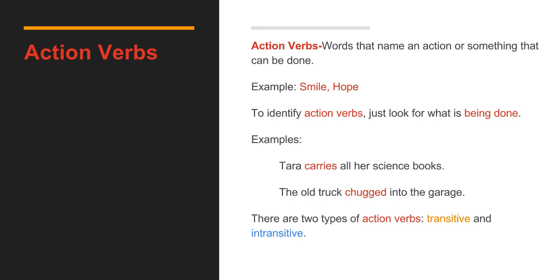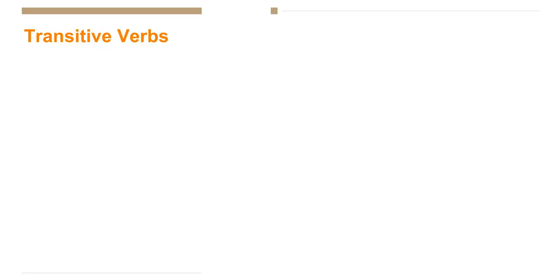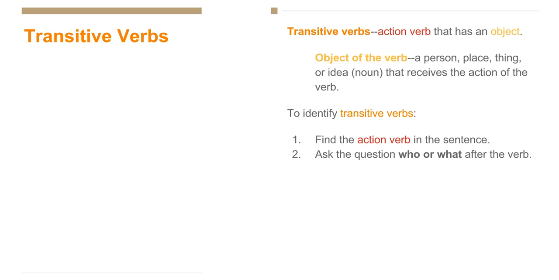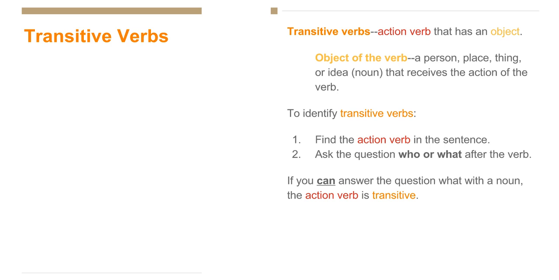There are actually two special types of action verbs. They're still action verbs, but they have different natures, and these are your transitive and intransitive verbs. Transitive verbs are action verbs that have objects, which just means that they have a noun that receives the action of the verb. So somebody or something the verb is done to. To identify a transitive verb, you're going to find the action verb in the sentence, then ask the question who or what after the verb. If you can answer that question with a noun, the action verb is transitive.